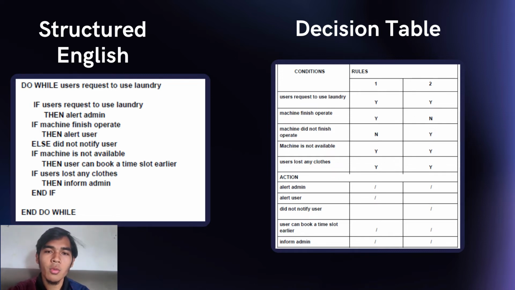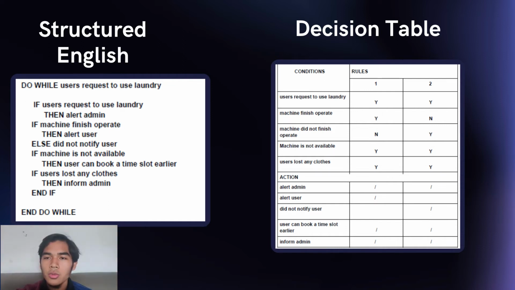Okay, for the rule number 1, we denote Y for the user request to use laundry, and we denote Y for the machine finish operate. We denote N for the machine did not finish operate, and we denote Y for the machine is not available, and we denote Y for the user lost any clothes. And for the action, we mark right for the alert admin. For the alert user, user can book a time slot earlier, and for the inform admin.